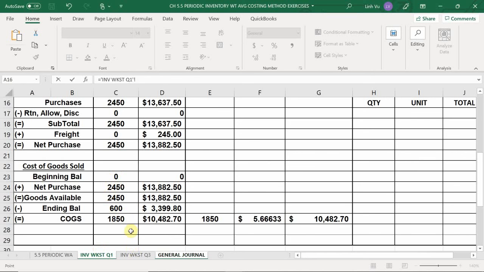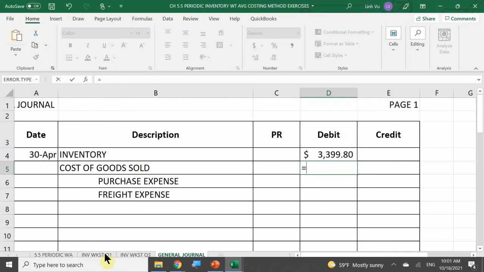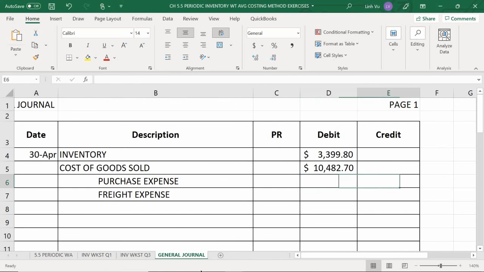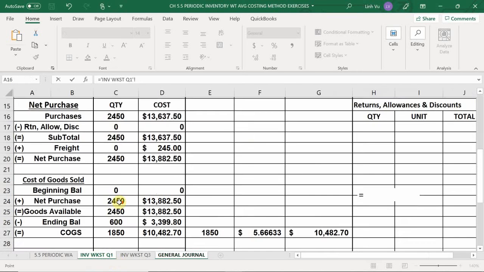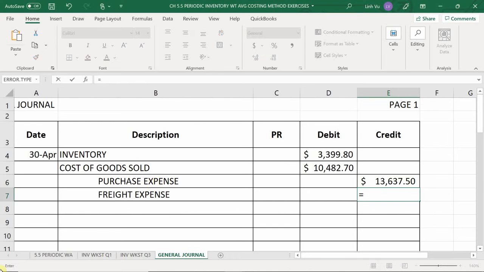10,482.70. That's cost of goods sold. Oh, wait, sorry, I meant 3,399. Good, right? And then of course my cost of goods sold is the 10,482.70. Okay. What was my total purchases? 13,637.50. And then my freight?